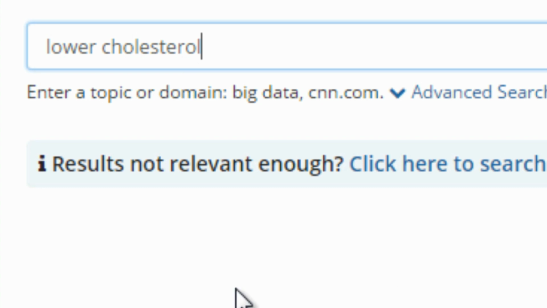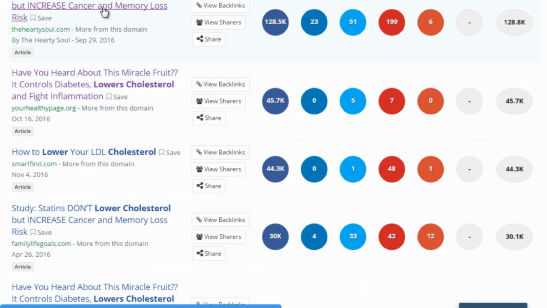So if I type this in, you can see these are some blogs or websites that are actually getting a lot of engagement. And what you're trying to figure out is what are they doing to get that kind of engagement? So they have Facebook engagement, LinkedIn shares, Twitter shares, Pinterest shares. So obviously they definitely have social media.